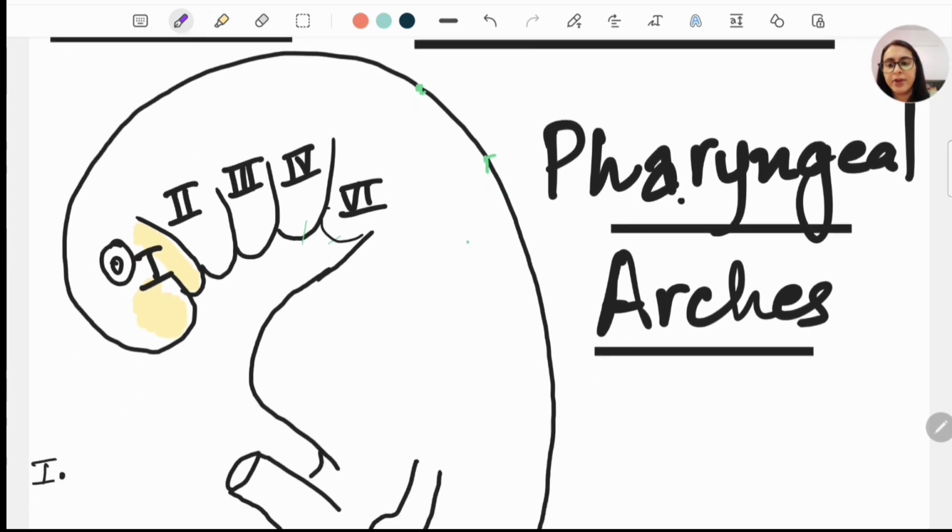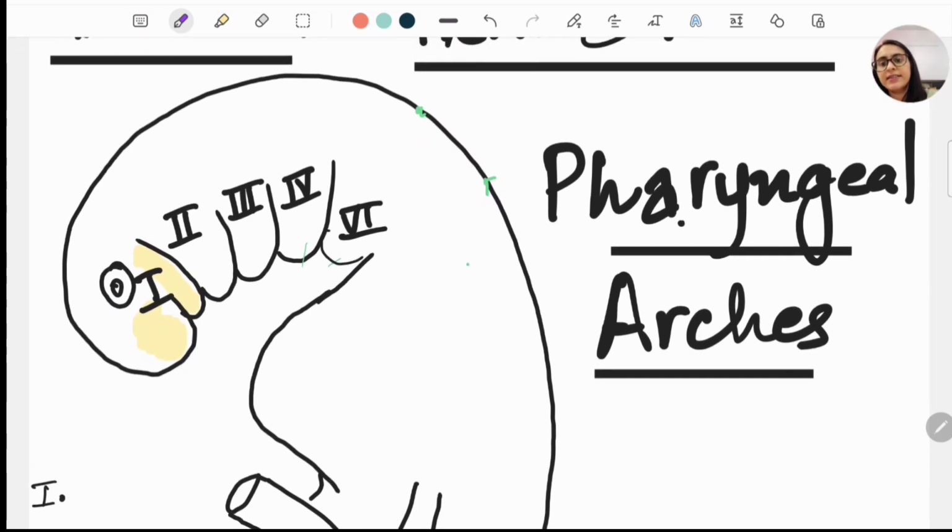This is an embryo, and when we study pharyngeal arches, a developing embryo has 6 pharyngeal arches. The 5th pharyngeal arch becomes rudimentary. The first pharyngeal arch forms the maxillary process as well as the mandibular process. So this is going to be the first pharyngeal arch. Second pharyngeal arch is going to be this one.